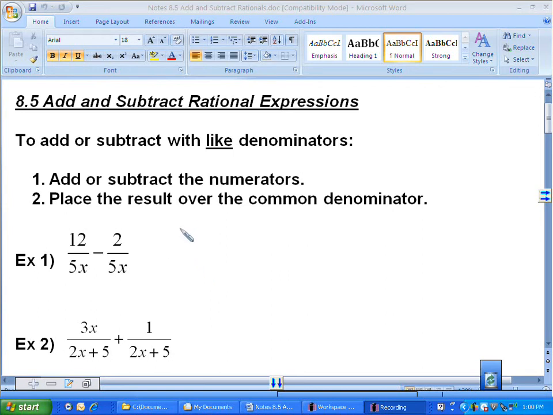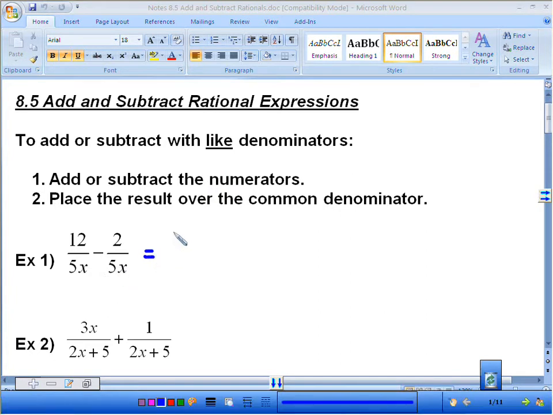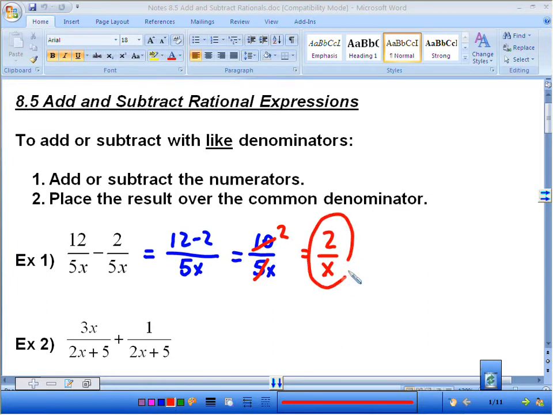To add or subtract rational expressions with like denominators, first let's check to make sure our denominators are the same. Since they are the same, we can just add our numerators. 12 minus 2 over the common denominator of 5x. 12 minus 2 is 10 over 5x. And we can reduce that just like we always know to do. 5 goes into 10 2 times. So we have 2 over x as our final answer.